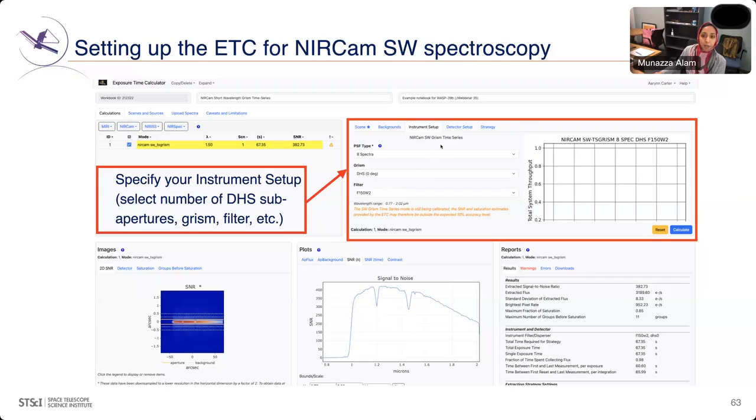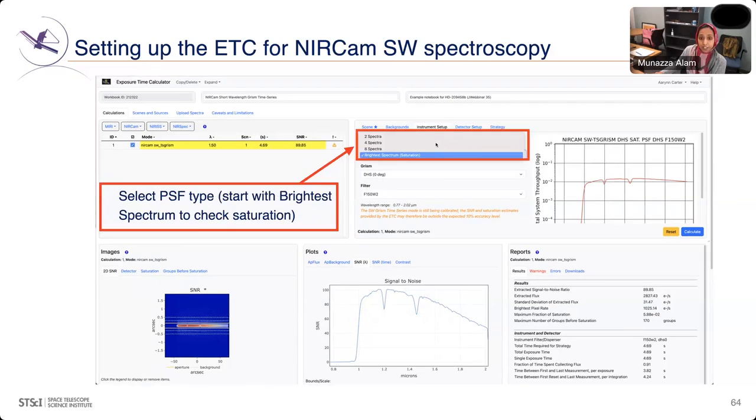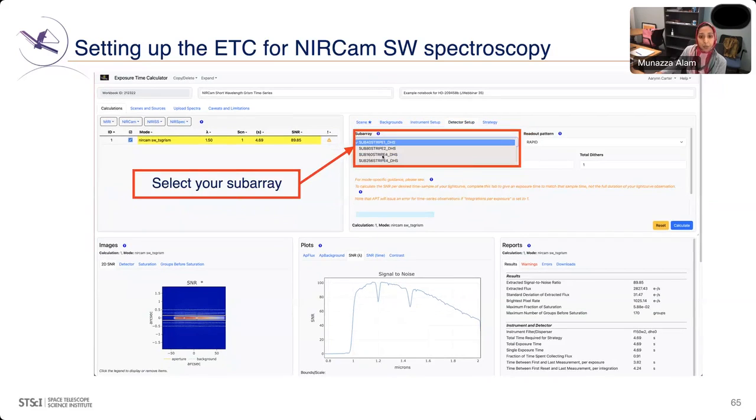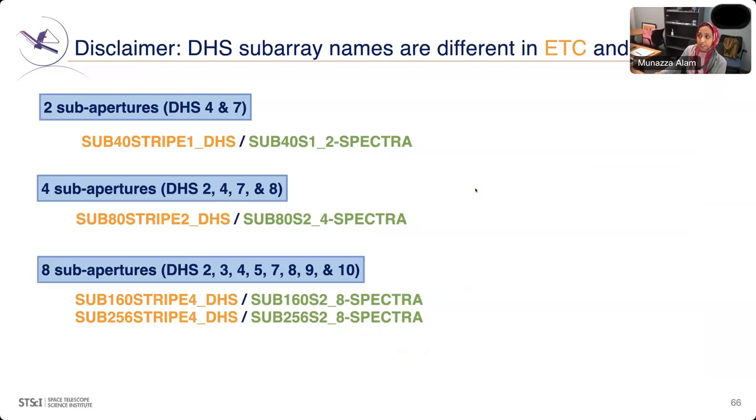Just as a reminder, in our workflow, we want to actually check saturation first. So when we're in the instrument setup tab and selecting our PSF type, before we pick 2, 4, 8 spectra, we just want to start off by picking the brightest spectrum as our PSF type to check the short wavelength saturation. And then once you're done there, you want to go over to the detector tab and select your subarray. We're just going to select the subarray SUB40 STRIPE1. Just as a disclaimer here, the subarray names are different for the DHS modes in ETC and APT.